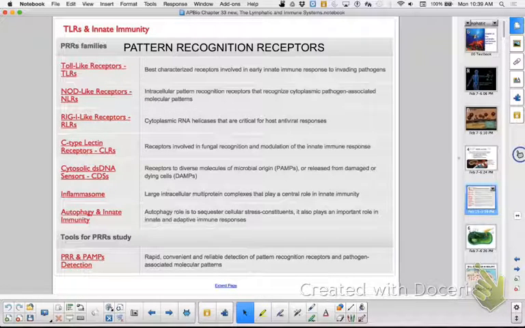Now, you do not need to memorize any of these. I just wanted you to appreciate all the different types of receptors that you could have. Pick one to talk about with your bio buddy. Each of you pick one. I don't care which one.